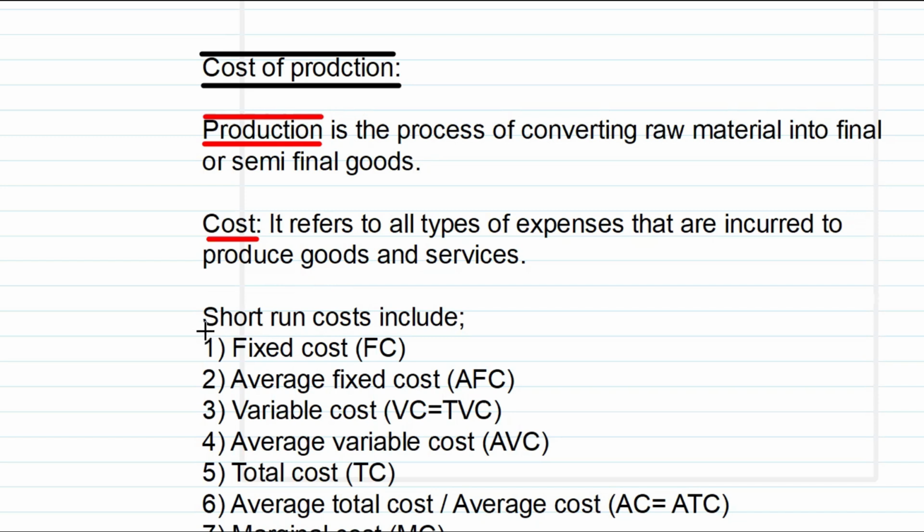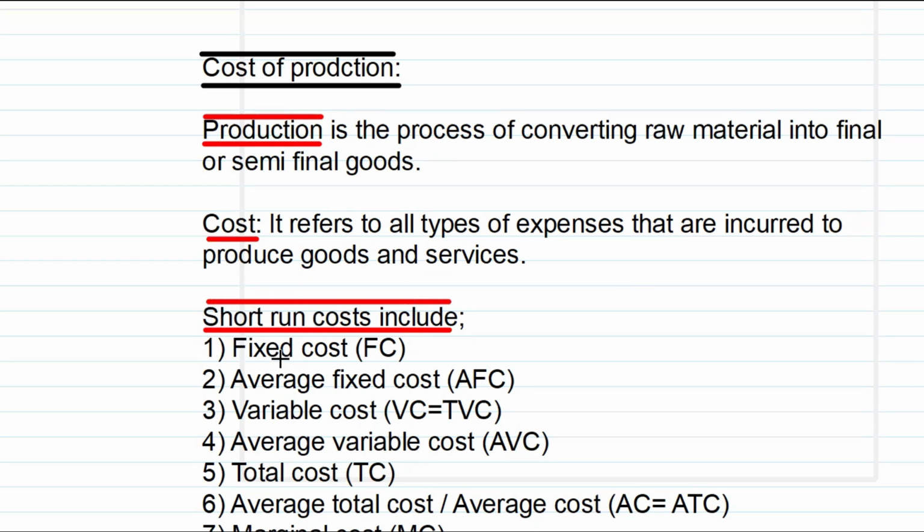Another important thing that you must know is short-run costs. Short-run costs include fixed cost, average fixed cost, variable cost, average variable cost, total cost, and average total cost. The last one is marginal cost. So we will look into all these costs one by one. And before doing that, we can just define what short run is.